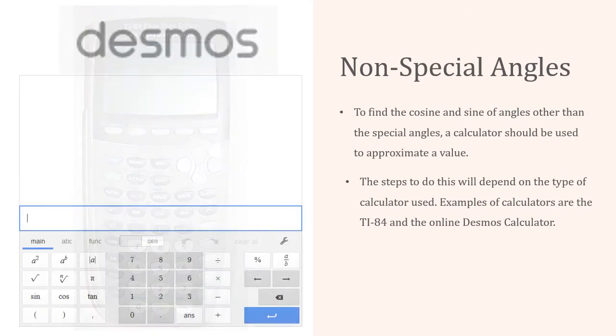You can also use Desmos, which is a free online calculator. A lot of people like this because it's free. It will really just depend on what instructions that you have.